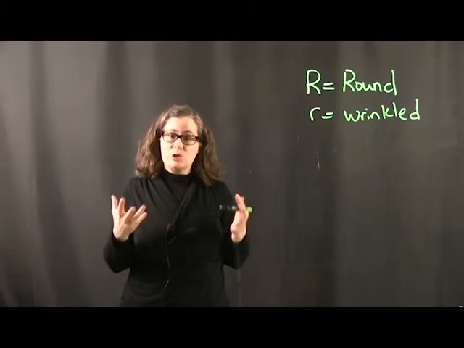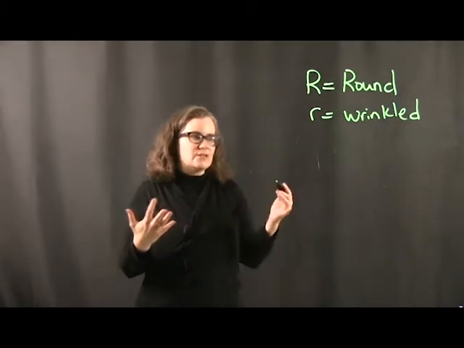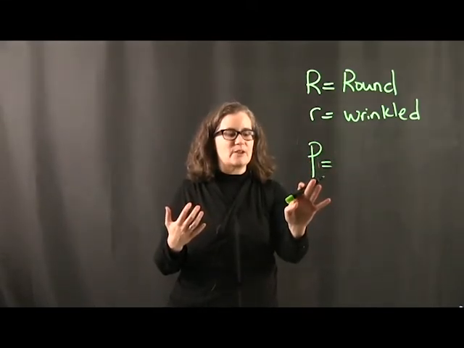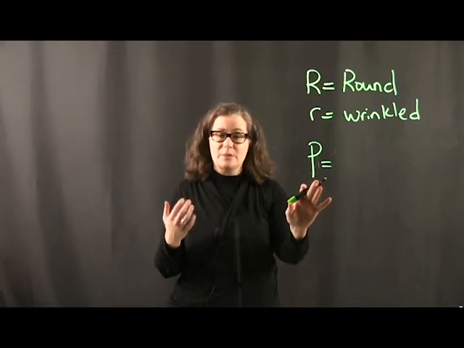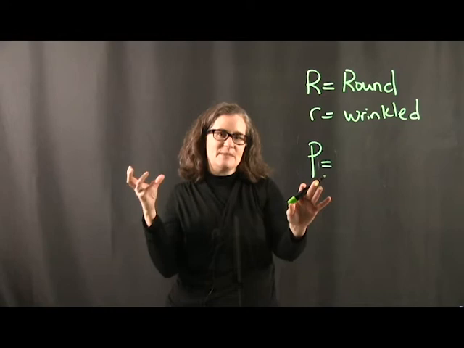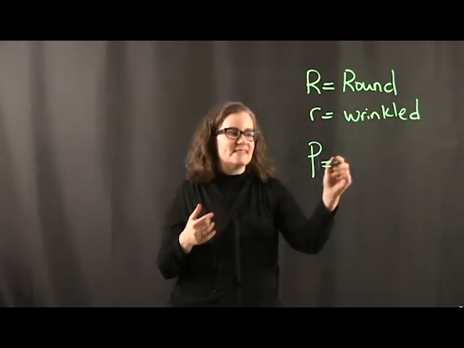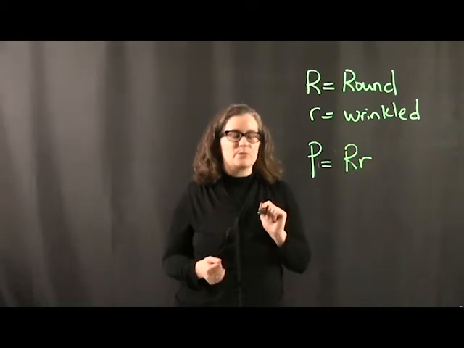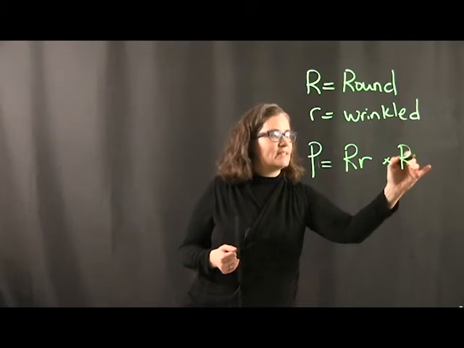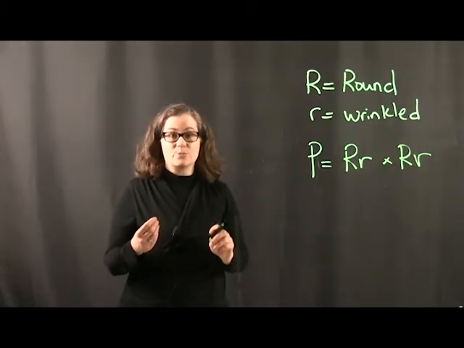I said I crossed two heterozygous round pea plants, and so the first thing that I would do, if I were you, is try to figure out who my parents are, or what my parent genotypes are. And remember, genotypes are two alleles working together. If you are heterozygous, it means that you have two different alleles that you have inherited. In this case, you're going to have one round and one wrinkled for each of your parents. So I'm going to cross one heterozygous round parent with another heterozygous round parent.